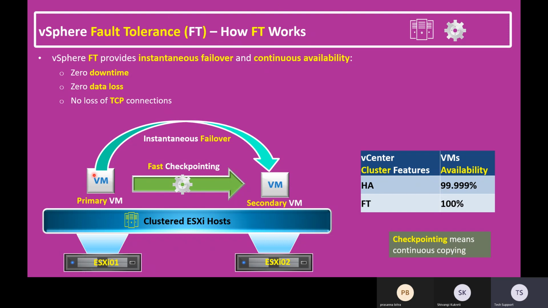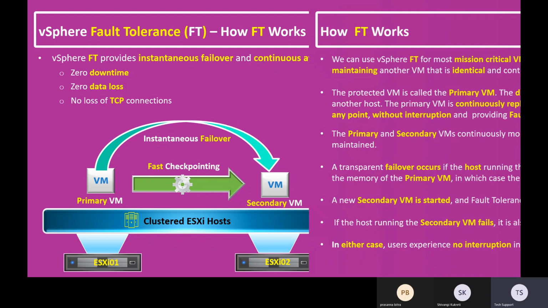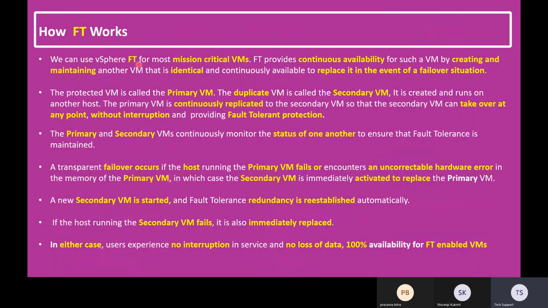In the following slide, whatever we discussed from this diagram, all the description I highlighted. Let's quickly run through the description also. We can use fault tolerance for the most mission critical VMs. Yes, it's only for mission critical VMs. And FT provides continuous availability for such a virtual machine by creating and maintaining another VM. That other VM is nothing but a second copy, and it is identical. Identical means it's almost a similar copy and is continuously available to replace it in the event of a failover situation.